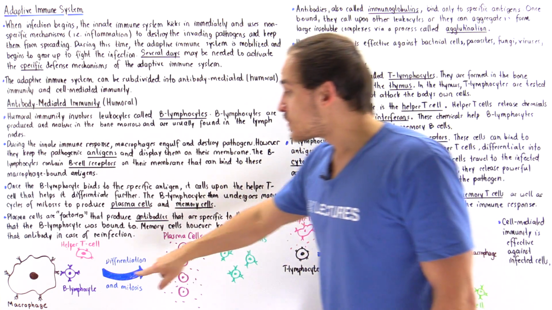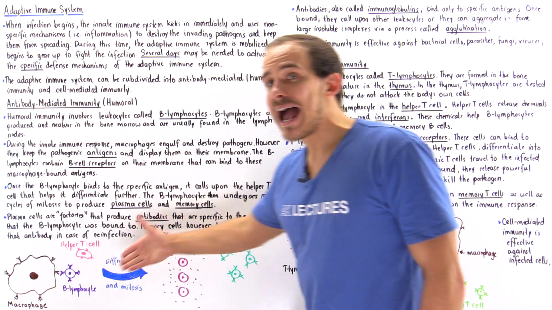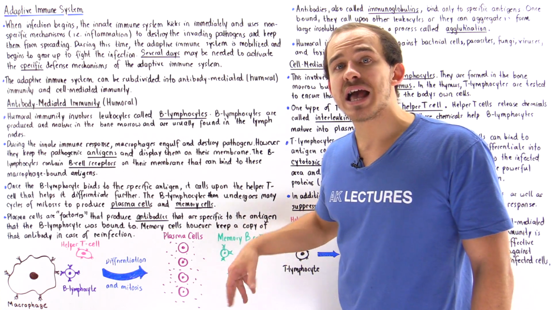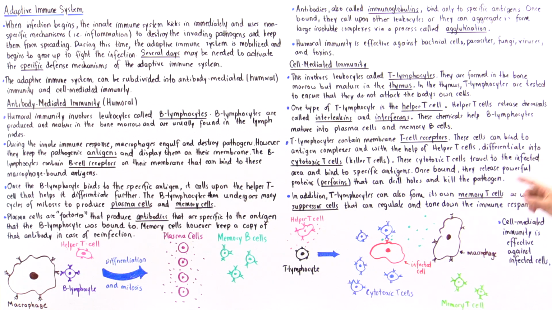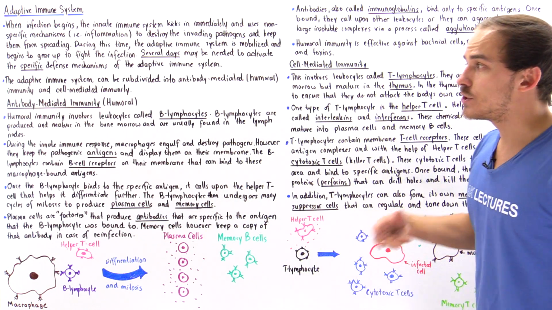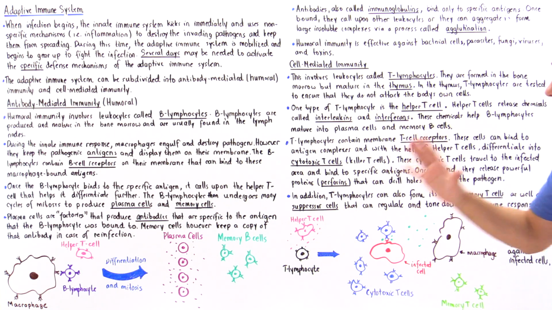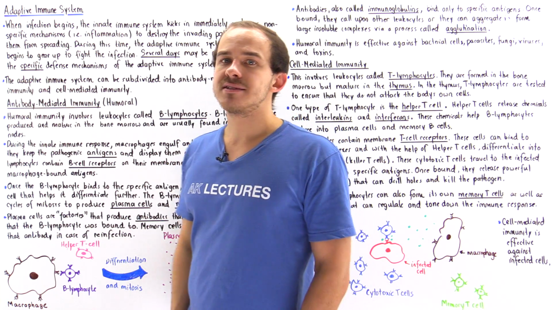For example, these B lymphocytes need the helper T cells to actually differentiate and produce our antibodies, and the cell-mediated immunity needs these antibodies to actually function properly. And that means these two different systems must work together to carry out that same function.